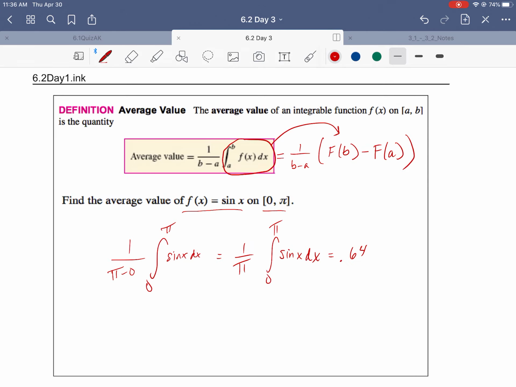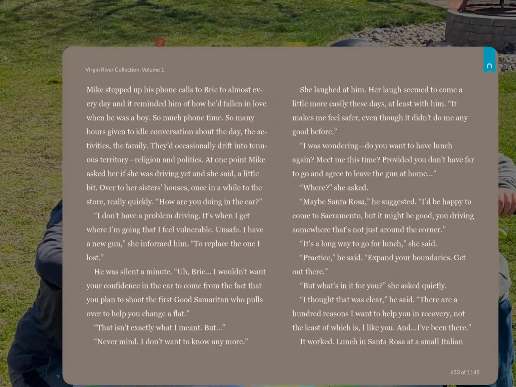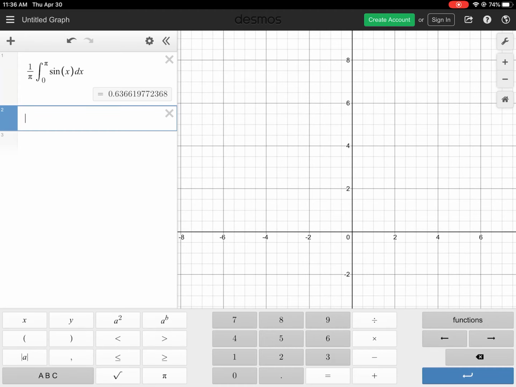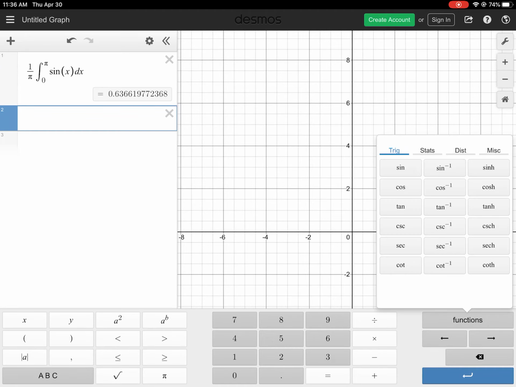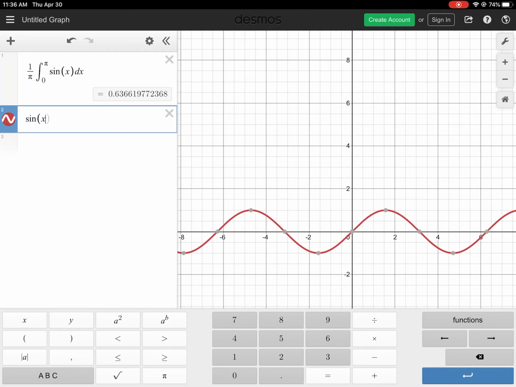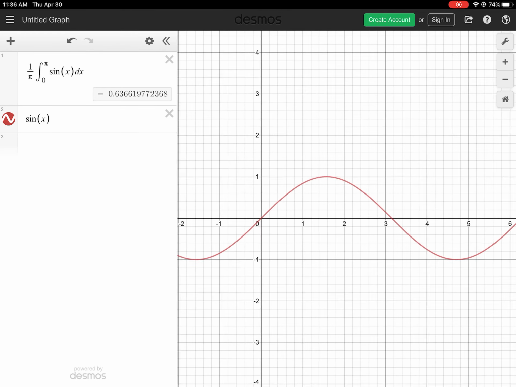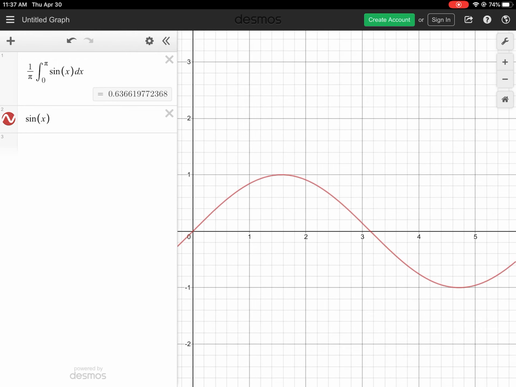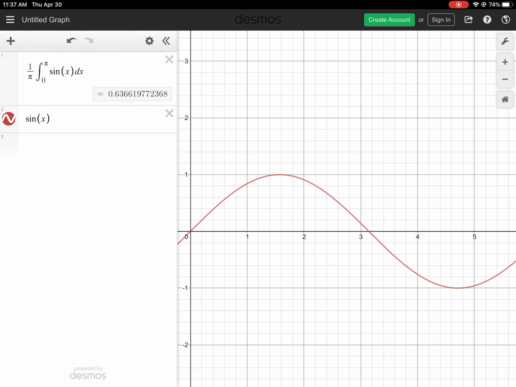Okay. So again, if we looked at the meaning of this, let me go back to Desmos. If we look at the graph of sine x, and we only focus on 0 to pi, roughly 0 to 3.14, you can see the curve up above in the first quadrant. The average value is saying during that curve, what's the average height of the graph? So we go all the way up to 1, right? We go down to 0, but on average, it's about 0.64.